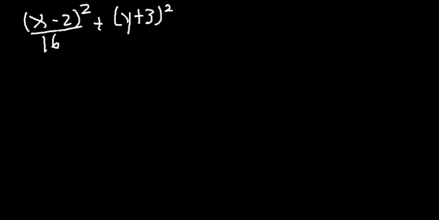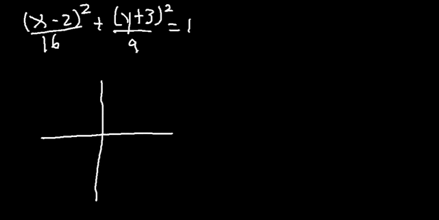So let's say we have this problem: x minus 2 squared divided by 16 plus y plus 3 squared divided by 9, and let's say that's equal to 1. Now the first thing you need to do is find the center. So since we have x minus 2, we need to reverse it. So it's going to be plus 2. And for y plus 3, change it to minus 3. So we need to travel 2 units to the right and down 3. So that's where the center is. But keep in mind, the center is not actually on the graph.